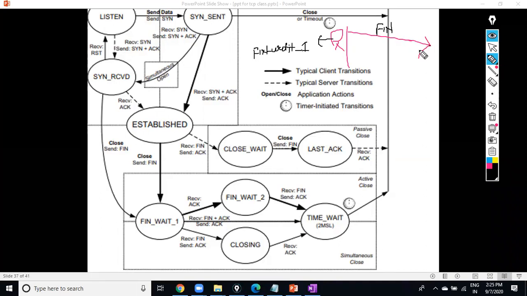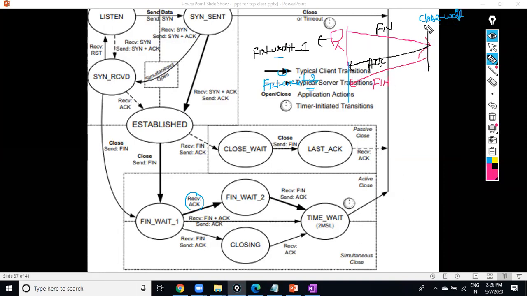FIN received, this side is sending an acknowledgement. So on the other side, passive will become close wait. Okay. Now I received the acknowledgement. When I received the acknowledgement here, I'll be in the FIN wait two state. And now I'm waiting for the other side. After that, this guy will send the FIN.